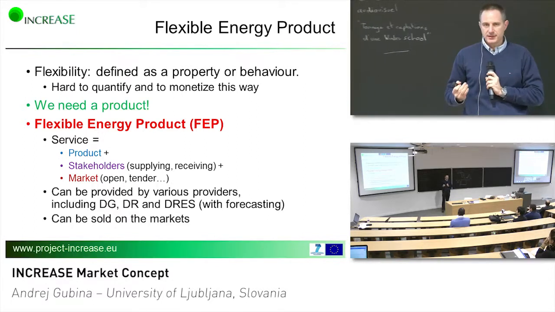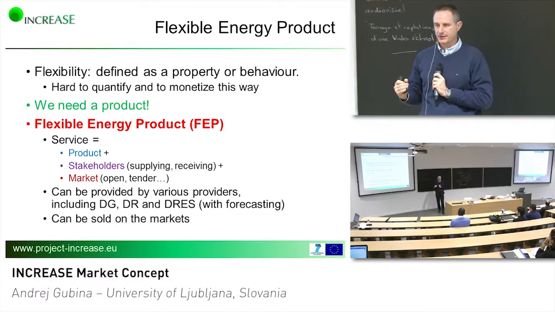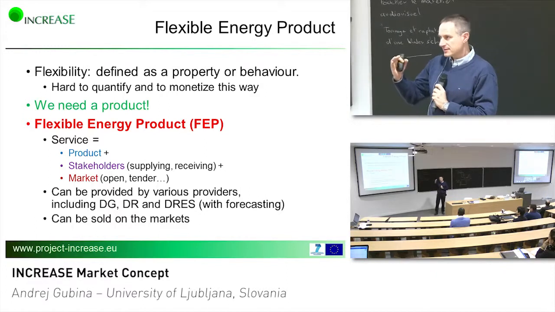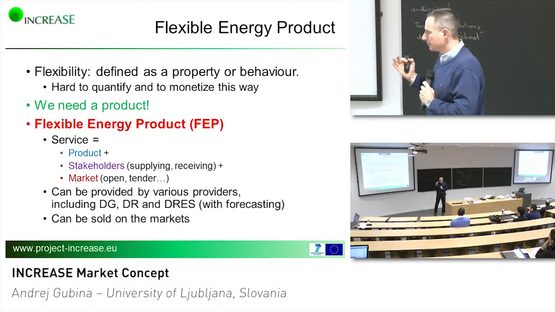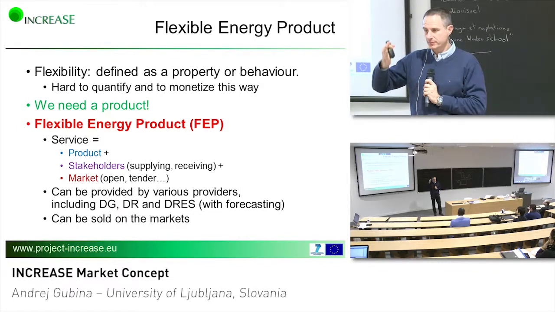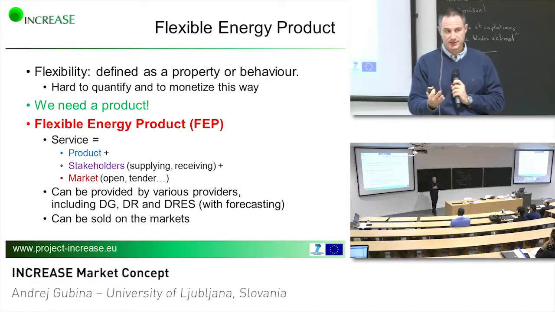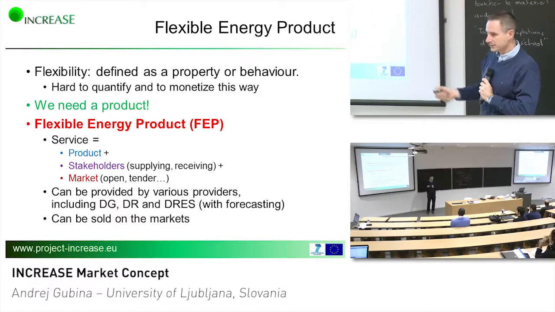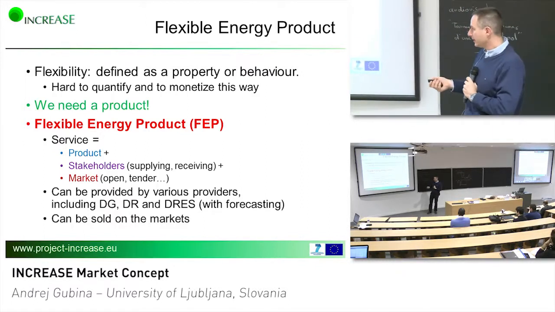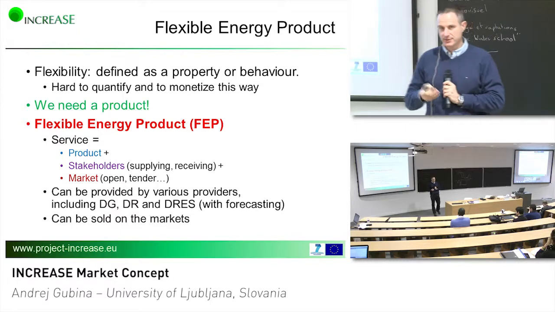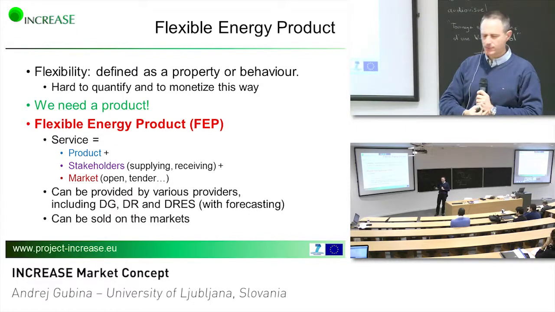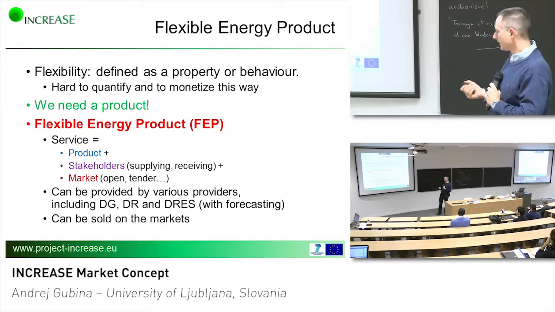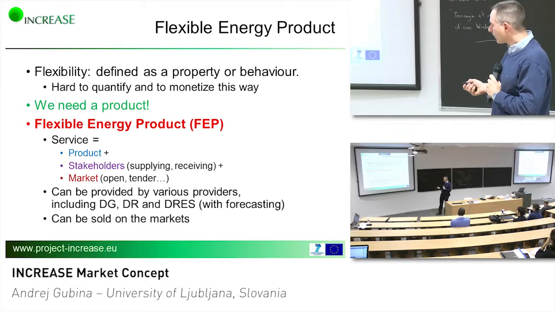When we talk about flexibility, it is too loosely defined, in my opinion. We say flexibility, but what is flexibility? It's some quality, but if you want to price it, we need to know what kind of service this is. Because for a service, we need a product and we need stakeholders or actors who buy and sell. And then we need a market where this is sold, either bilateral, over the counter, or an organized power exchange, but there has to be some kind of market. So we need a product first.